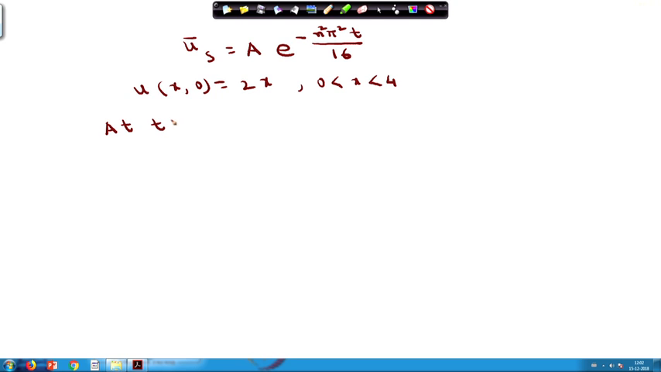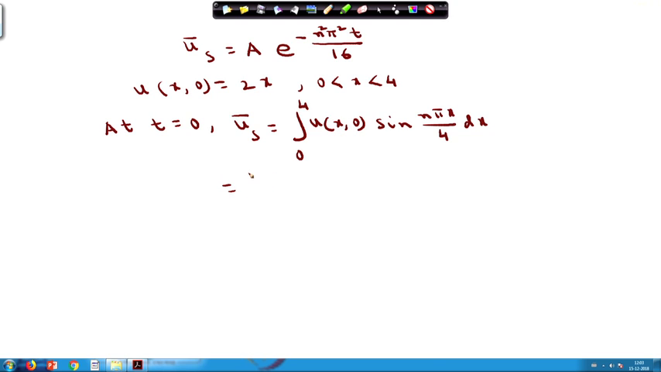At t equals 0, what happens? At t equals 0, what is ū_s? From the definition of ū_s, it is the integral from 0 to 4 of u(x,t), at t equals 0, so u(x,0) into sin(nπx/L), L is 4, into dx. This u(x,0) is given as 2x. So this equals the integral from 0 to 4 of 2x into sin(nπx/4) dx.